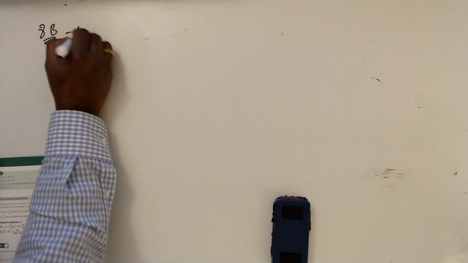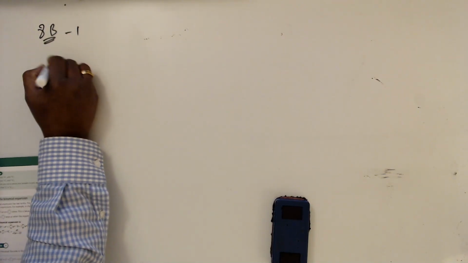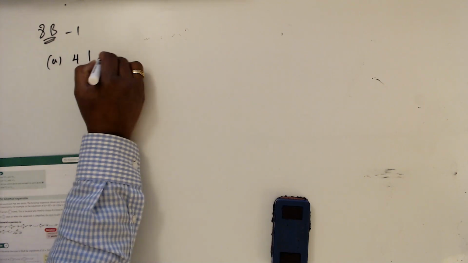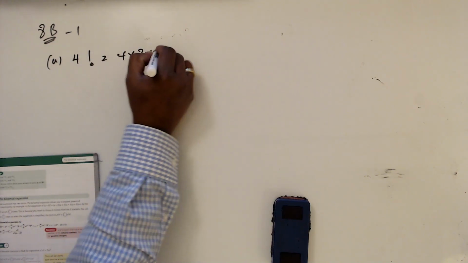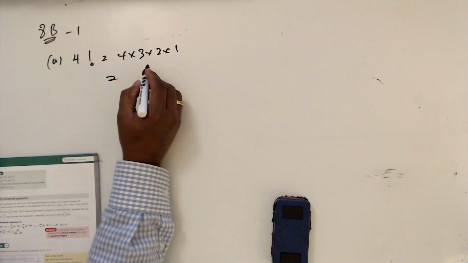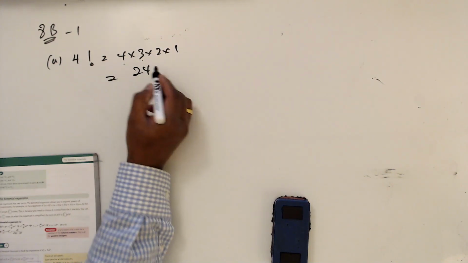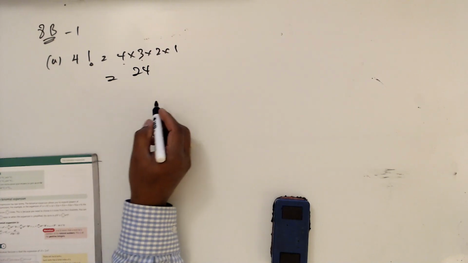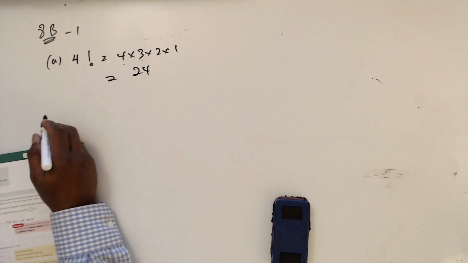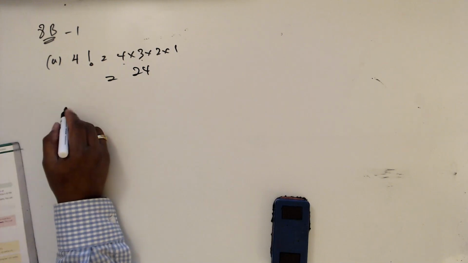8b question number 1. A. Factorial 4: 4 times 3 times 2 times 1. So 4 times 3 is 12, times 2 is 24. And part B.